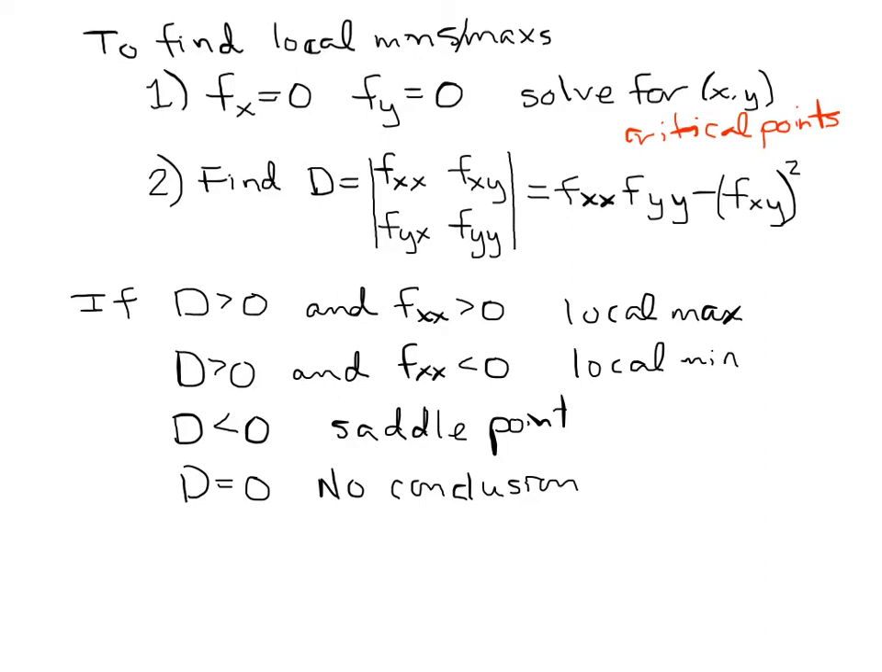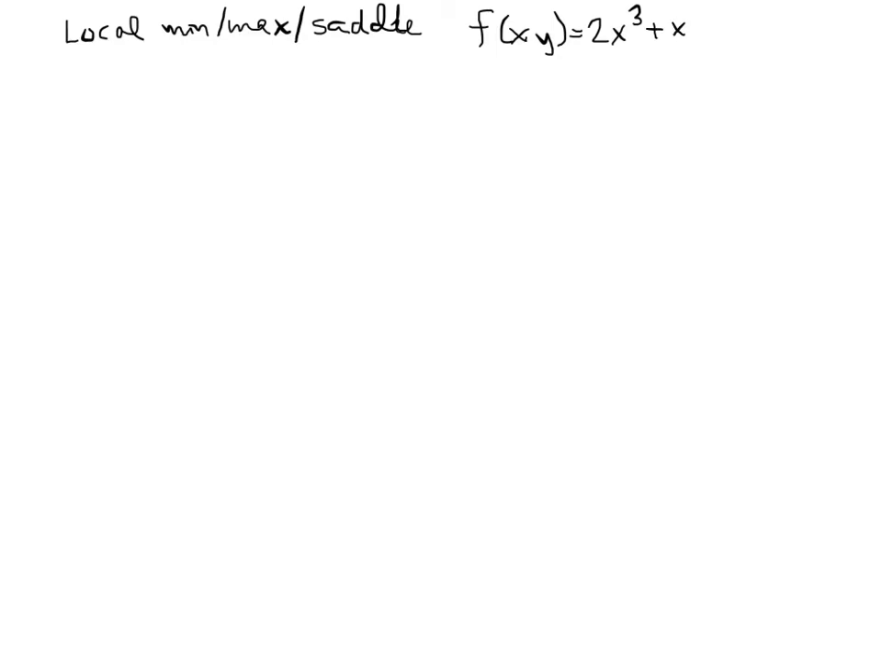All right, let's do one example. So let's find the local mins, maxes, and saddle points for the function f of x, y equal to 2x cubed plus xy squared plus 5x squared plus y squared.